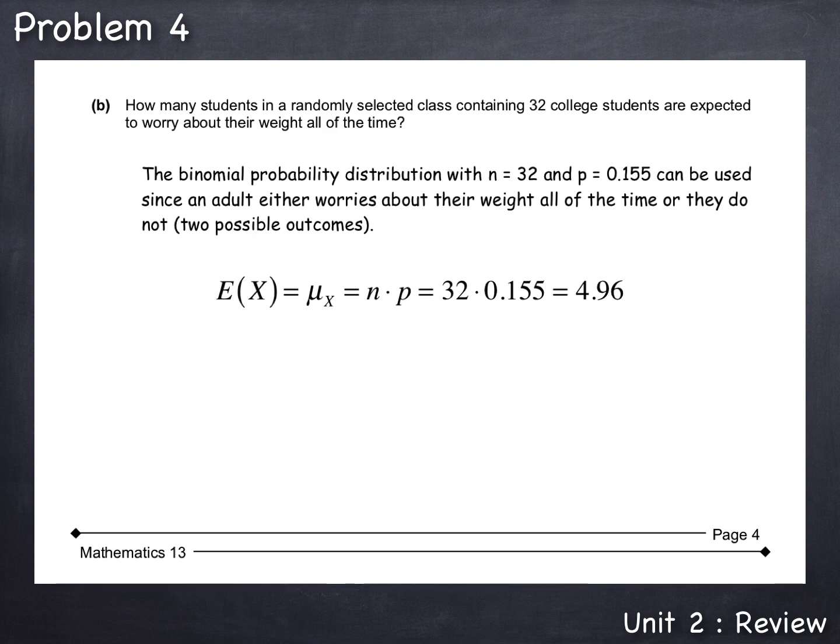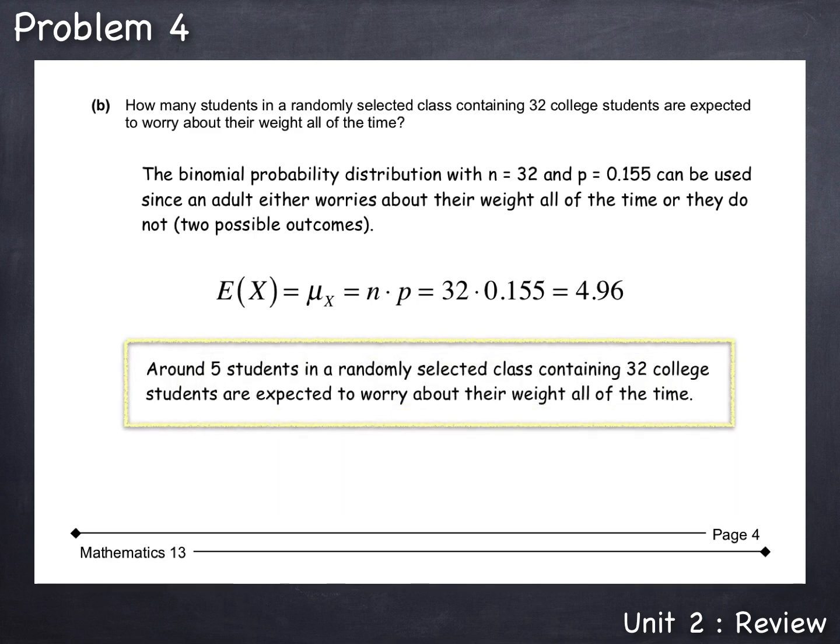Now this can't happen. The number of students is discrete, or whole numbers only. So we round this result to the nearest whole number to get our answer. Around 5 students in a randomly selected class containing 32 college students are expected to worry about their weight all of the time.